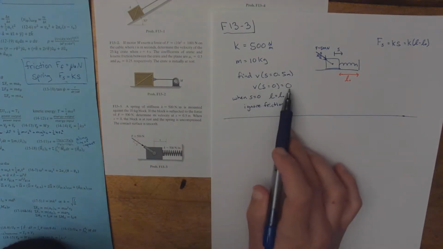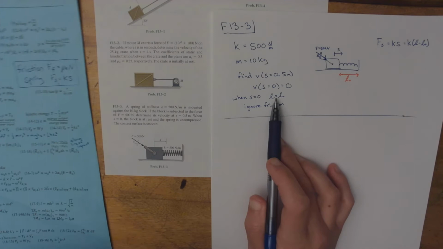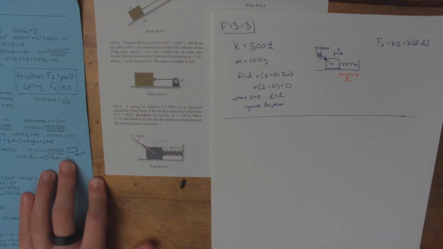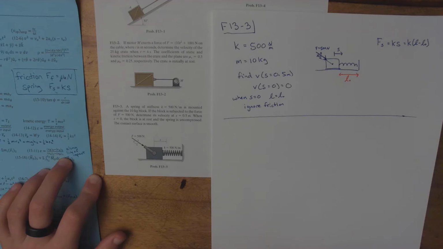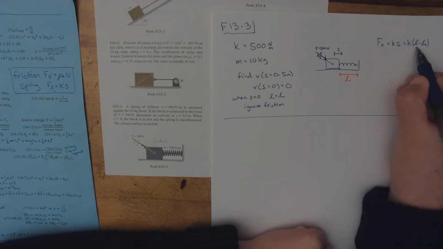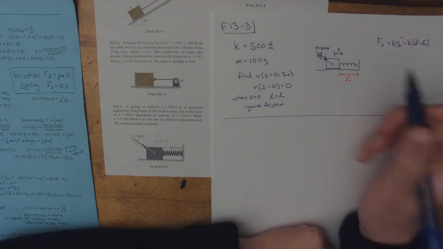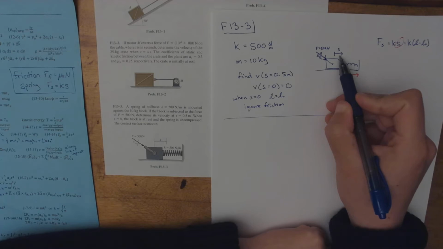When s is equal to 0, the block is at rest, so the velocity is 0, and the spring is uncompressed. If you remember in the book on page 121, when they introduced the equation for the force of the spring, they said it was equal to k times s, where s is the deformed length minus the undeformed length, so you could say the force of the spring is equal to k times L minus L naught. Now, you might want to write the equation this way because the s in the equation for the force of the spring isn't necessarily the same as the s that they give you in this problem.